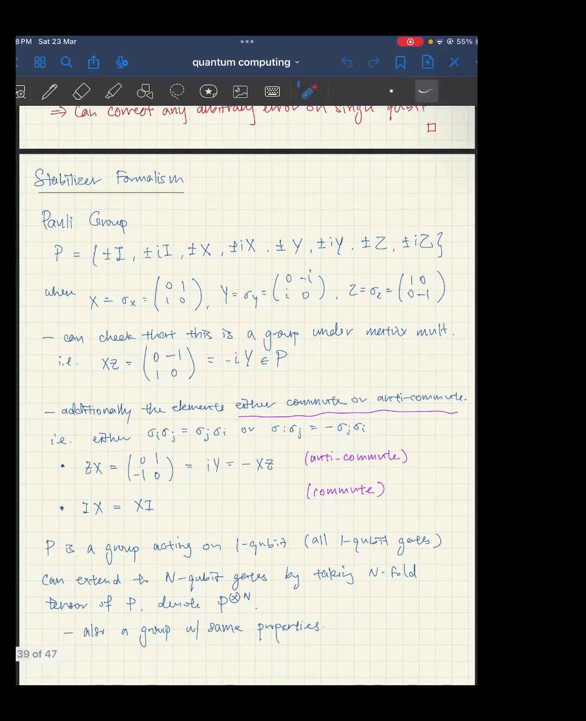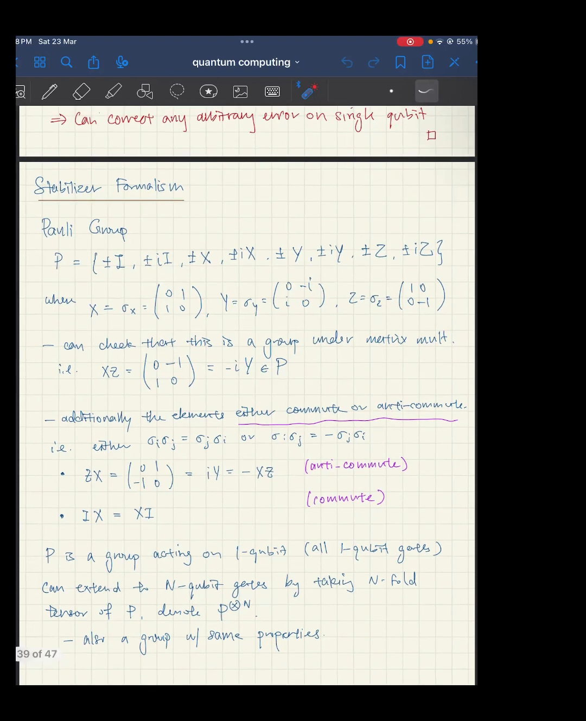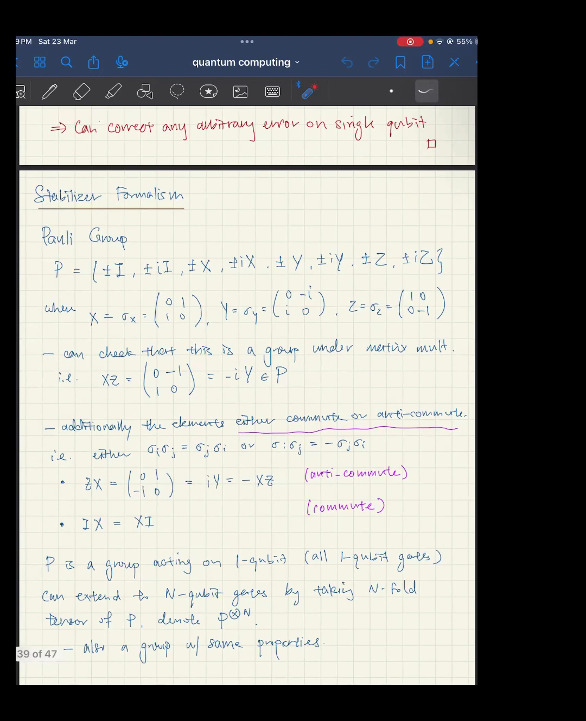Okay. So now let's talk a little bit about stabilizer formalism. What is stabilizer formalism? In a sense, it's a way to really see what the math is behind all the error correcting codes, what is really going on and how it works. How do the error correcting codes magically flip the bits in a way that recovers your error?